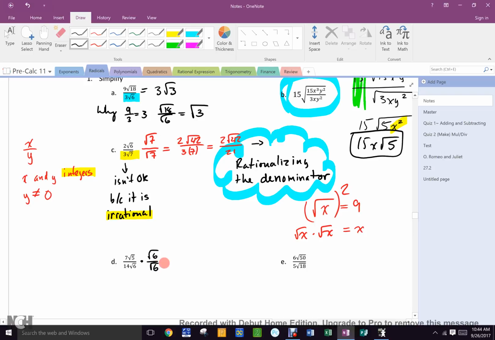Multiply by root 6. What is the new numerator? 7 root 30. What is the new denominator? 14 times 6. Do the math. 7 root 30 over 84, yes? Can I tidy that up at all? How? Do 7 and 84 play well together? 12. So it's root 30 over 12. Can everybody do that?